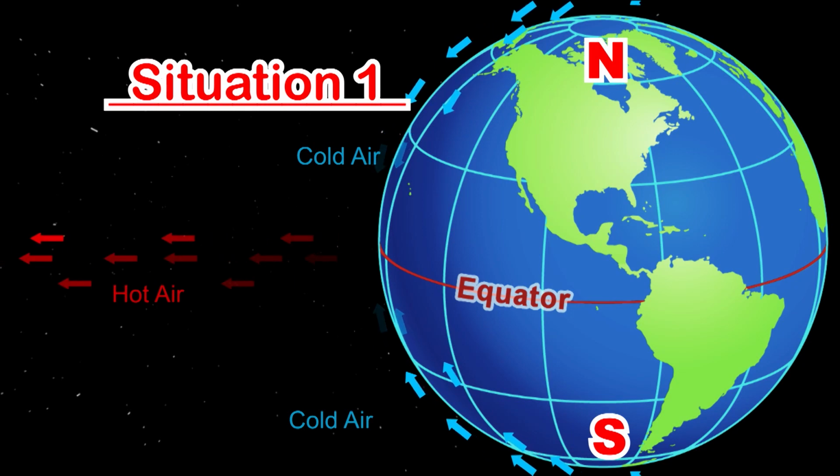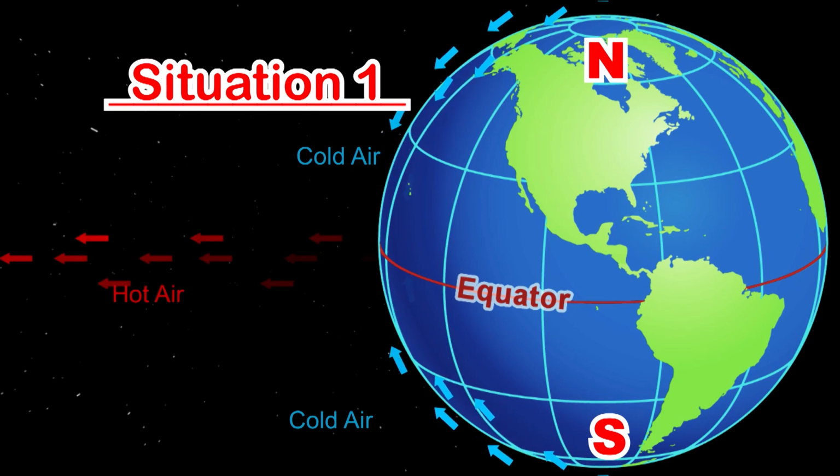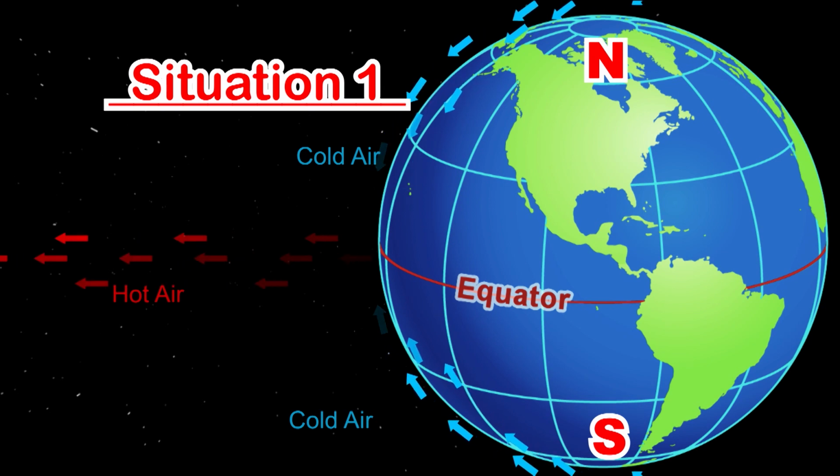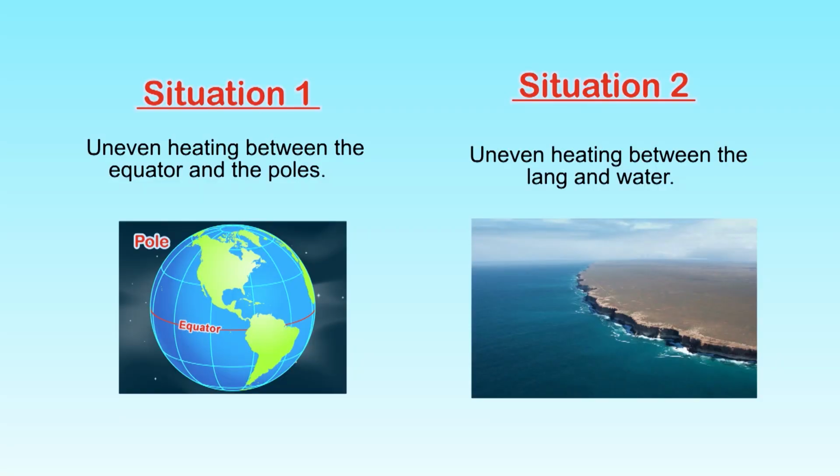At the poles, the air is cooler than that at latitudes about 60 degrees. The warm air at these latitudes rises up and the cold wind from the polar regions rushes in to take its place. In this way, wind circulation is set up from the poles to the warmer latitudes. Now, let us discuss the second situation.